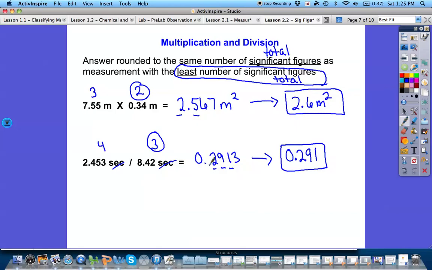You need to take a look at the practice in your packet that has to do with significant figures at the bottom, on page 11. Work through those and let me know if you have any questions.